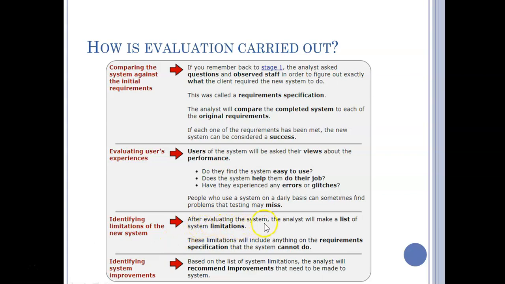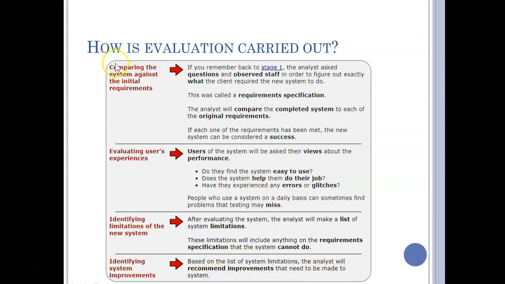After evaluating the system, the analyst will make a list of system limitations. These limitations will include anything on the requirements specification that the system cannot do. So the original list of requirements that they needed the new system to be able to do. If there's anything on that list that the system cannot do, then it will go on the list of system limitations. Then, identifying system improvements: based on the list of system limitations, all the things that the system couldn't do that the requirements specification needed it to do, the analyst will recommend improvements that need to be made to the system.